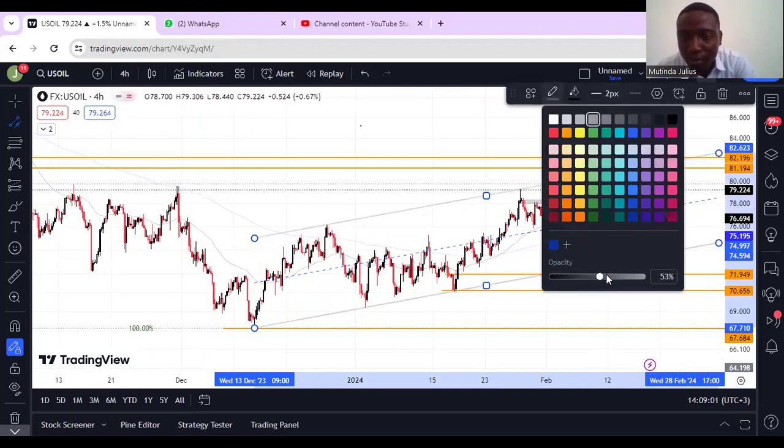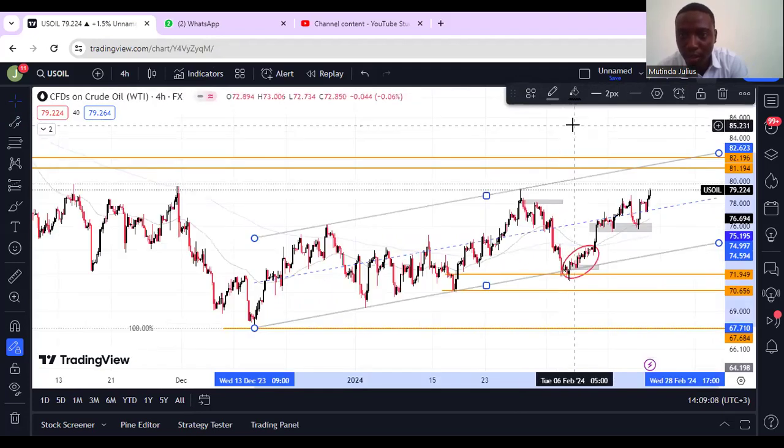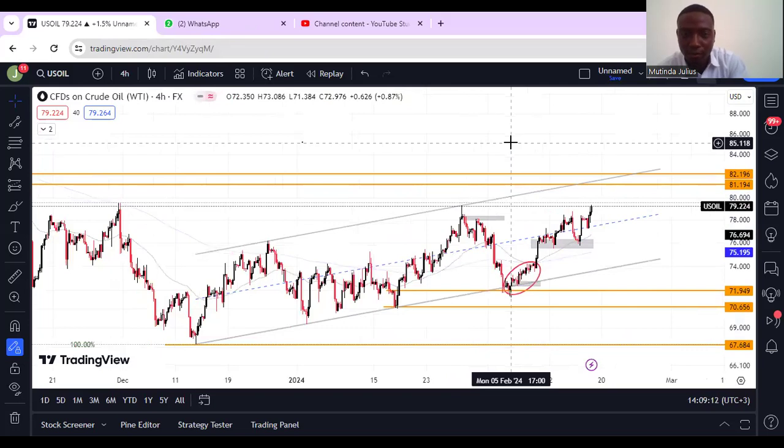I think now it's somehow visible. Maybe it can be seen. So this is the chart now.